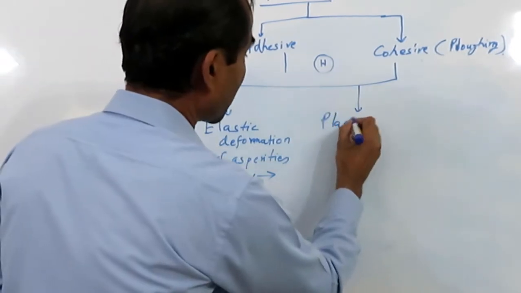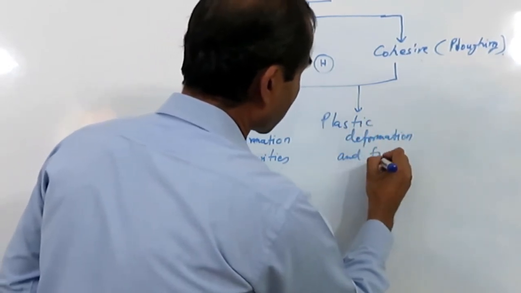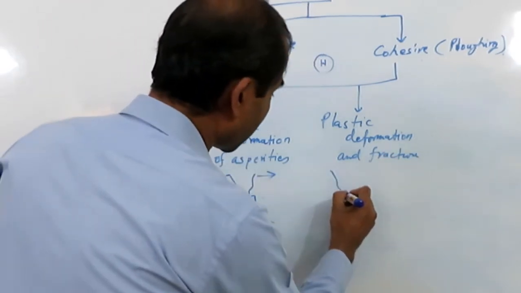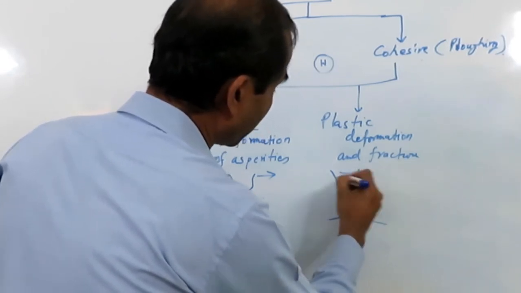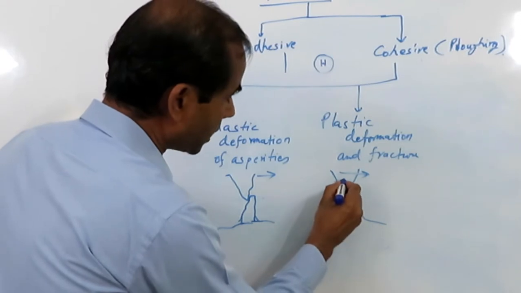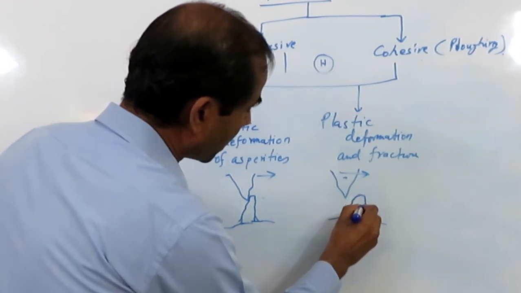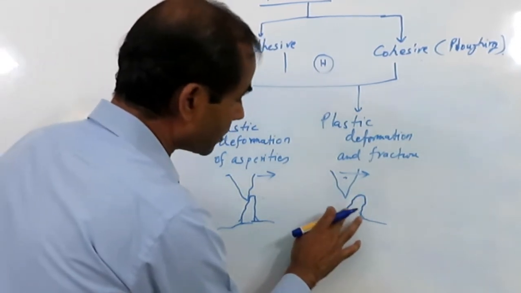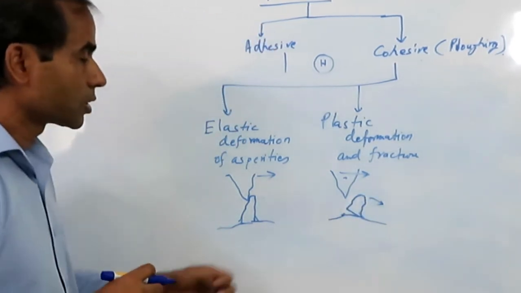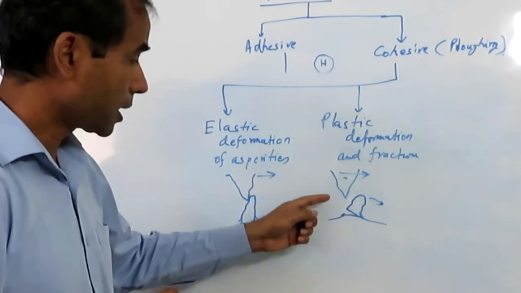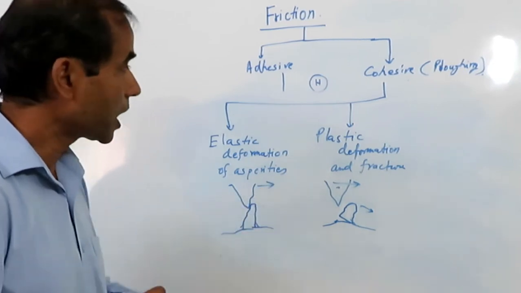Second is plastic deformation and fracture. So for example, the same asperities that we have, if we force this and this is the harder surface, then these asperities will deform in a plastic manner, and at some point it might fracture. So these asperities might fracture away. So all these kinds of work are to be done, and that is the work which is part of the frictional work. So the second is plastic deformation and fracture of asperities.